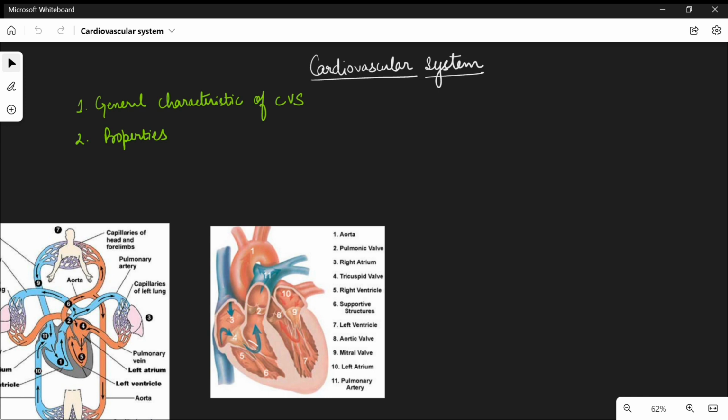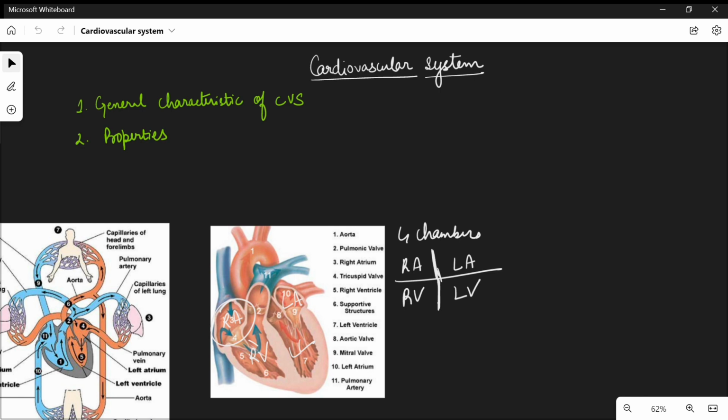So, heart is made up of four chambers: right atrium, right ventricle, left atrium, and left ventricle. And the atria are separated by interatrial septum, and the ventricles are separated by interventricular septum. So what we read just now: heart is made up of four chambers, and the atria are separated by interatrial septum and the ventricles by interventricular septum.